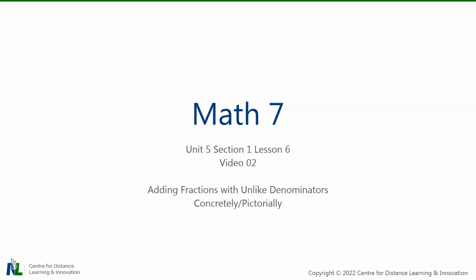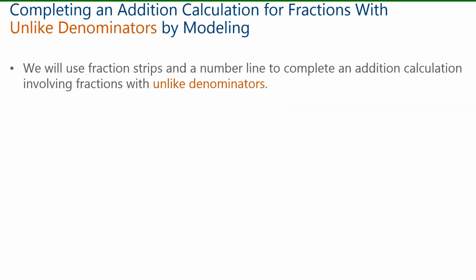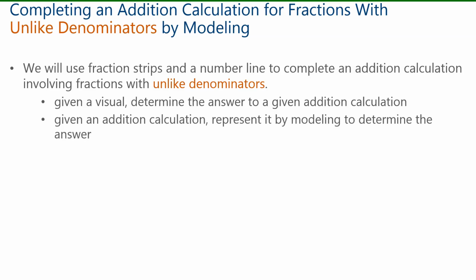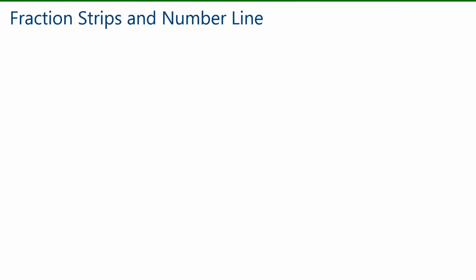In the second video of Lesson 6, we will continue the process of adding fractions with unlike denominators using pictures or models. Here, we will use fraction strips and the number line, and we will examine those same two types of questions again. Given a visual, determine the answer to a given addition calculation, and given the calculation, represent it by modeling in order to determine the answer. So let's have a look at fraction strips and the number line.